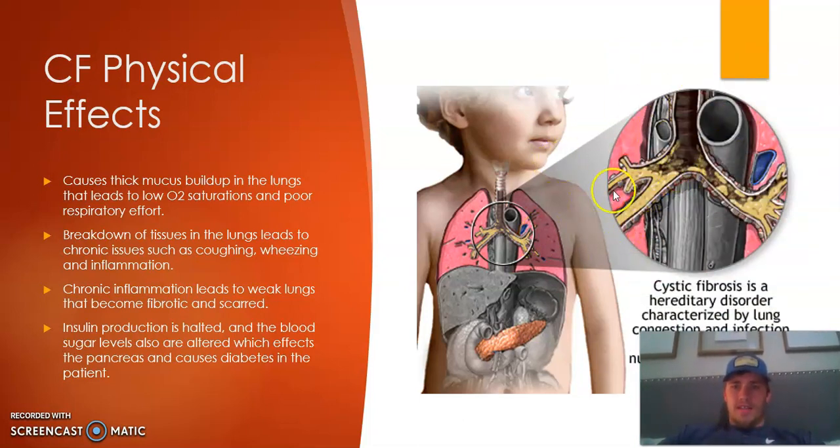You can see right there in this picture that mucus is blocking the airway and leading to issues. Any airway that's blocked is going to have low O2 sats.